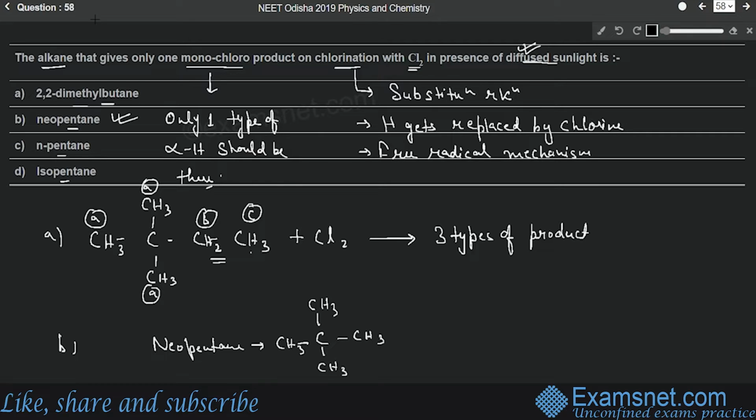You can try n-pentane and isopentane also. These also have different types of alpha hydrogens. So more than one type of product will be formed in these cases also. Only in the case of neopentane, only one type of product is possible.